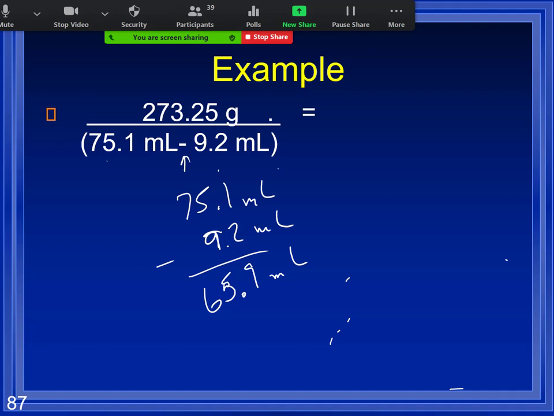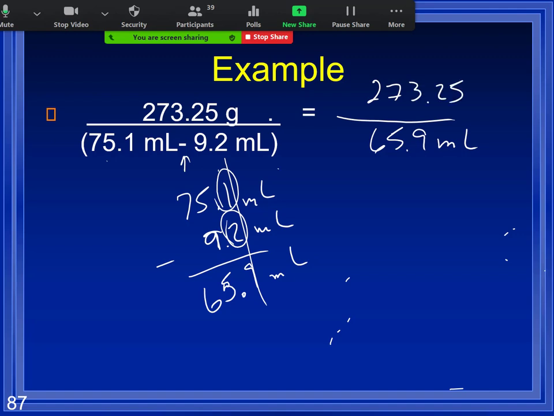Okay. Now worry about sig figs. Last sig fig, last sig fig. They're both in the tenths place, so that's why I round. So my denominator is now 65.9 milliliters. Then I do the division. 273.25 divided by that. 4.146433991. Whew, I forgot the grams up here.